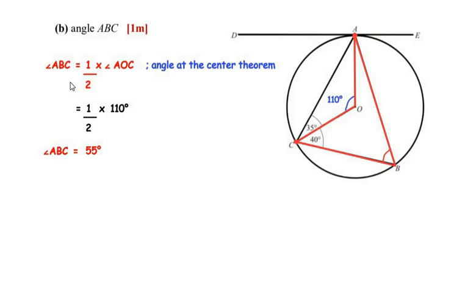So here we have written angle at the circumference, that is angle ABC, is equal to 1 over 2 times the angle at the center, which is angle AOC. And we got this by using the angle at the center theorem. Now since we have the value of angle at the center as 110, half of 110 is going to give us the value of angle ABC as 55 degrees. So this is our answer. Now let us move on to the C question.